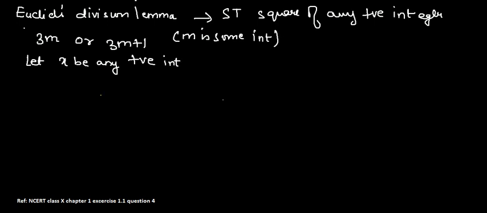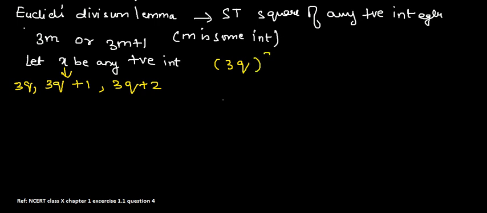Then that means that x is of what form? x is of the form 3q or 3q plus 1 or 3q plus 2. Okay. Now then what do we have to prove actually? Now we have to prove that the square of each of these is of the form 3m or 3m plus 1. So let's look at 3q whole square.